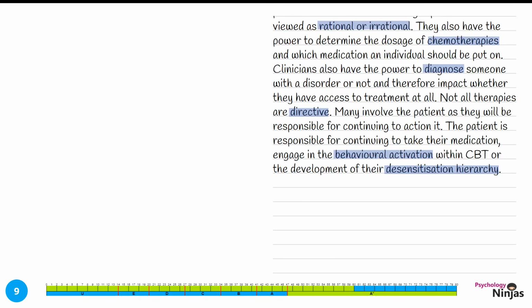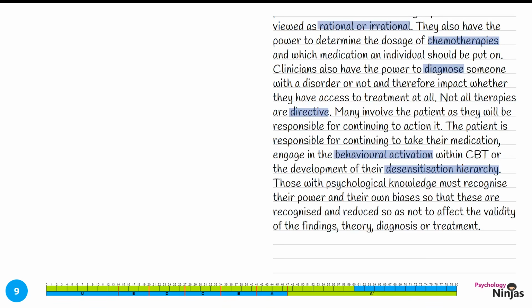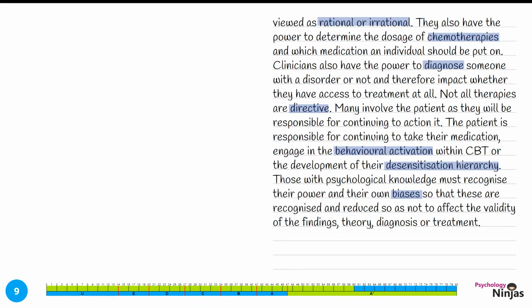We're going to make a judgment now about our role within how useful psychological knowledge is. Those within psychological knowledge must recognise their power and their own biases so that they are recognised and reduced so as not to affect the validity of findings, theories, diagnosis or treatment. Here we've talked about a limitation of the use of psychological knowledge in terms of psychologists and their subjectivity and biases. It's time to come to a final conclusion.